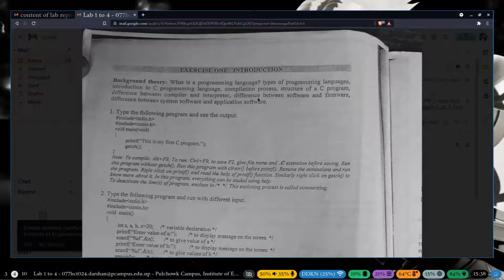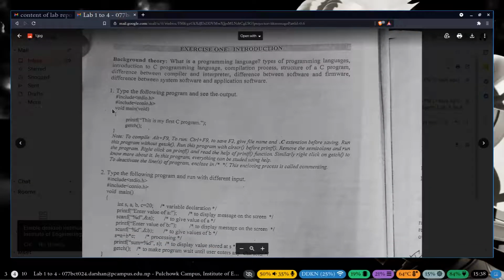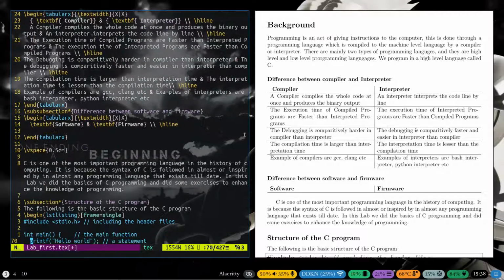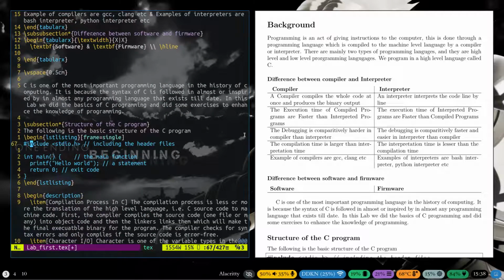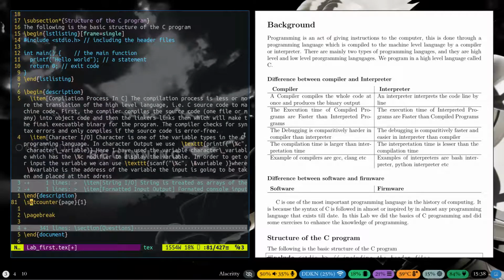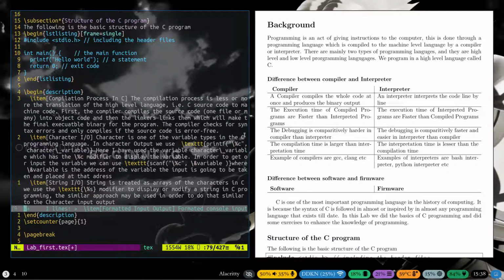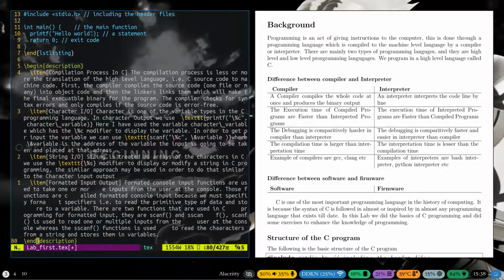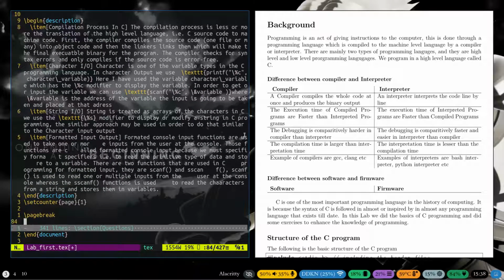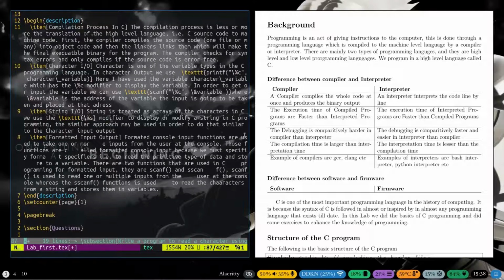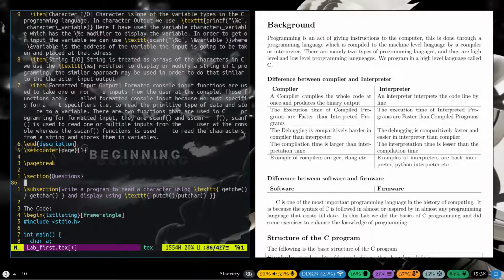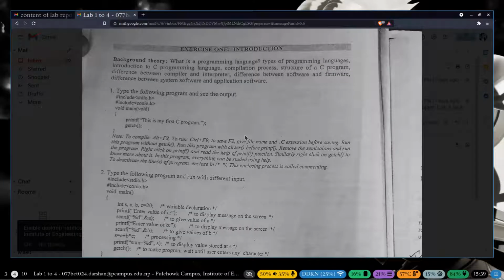Let me go towards the programming stuff. Number one is type the following program and see the output. I've done the opposite of that. Okay, a basic structure, C program here. Now this is the item. Questions are here. Write a character using getchar, display it.